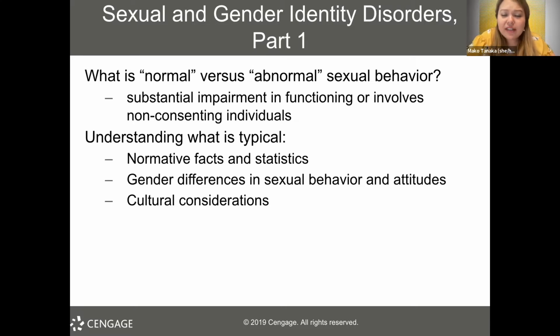So if you recall, the textbook had talked about how about half of societies that researchers studied sort of promoted or encouraged or were okay with premarital sex. And then the other half were not okay with it or discouraged it or did not allow it. So what is typical and what is permissible really varies.